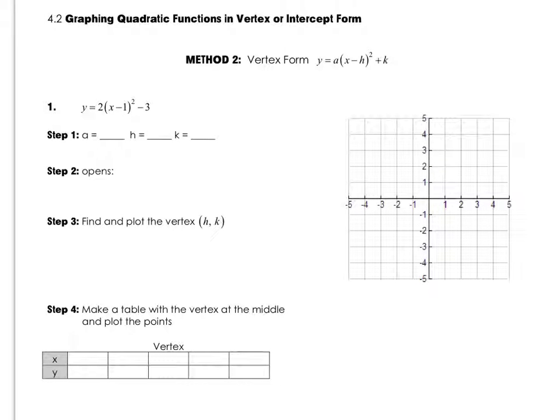Today we're going to explore the different types of quadratics that we're going to graph this chapter. So yesterday we talked about standard form. Today we're going to look at vertex form and intercept form. So first off we've got vertex form.